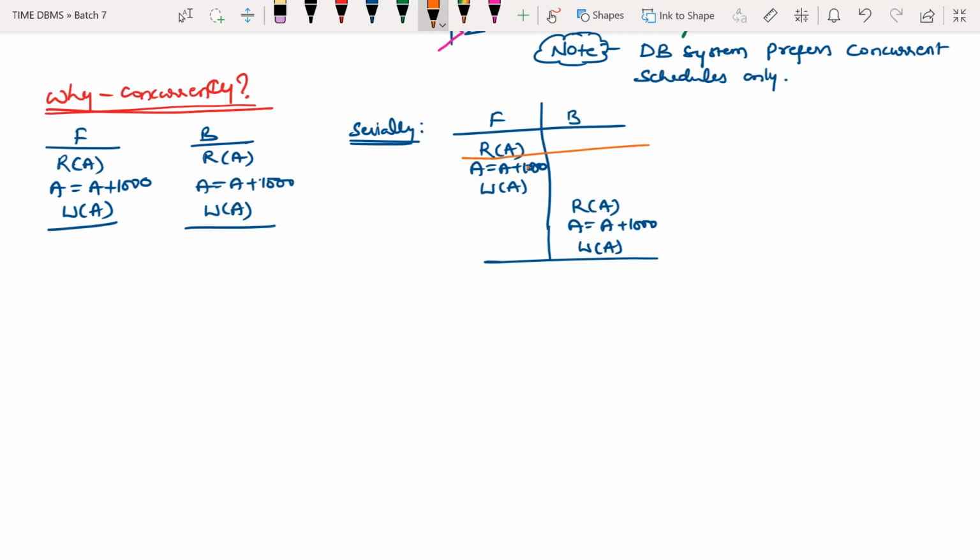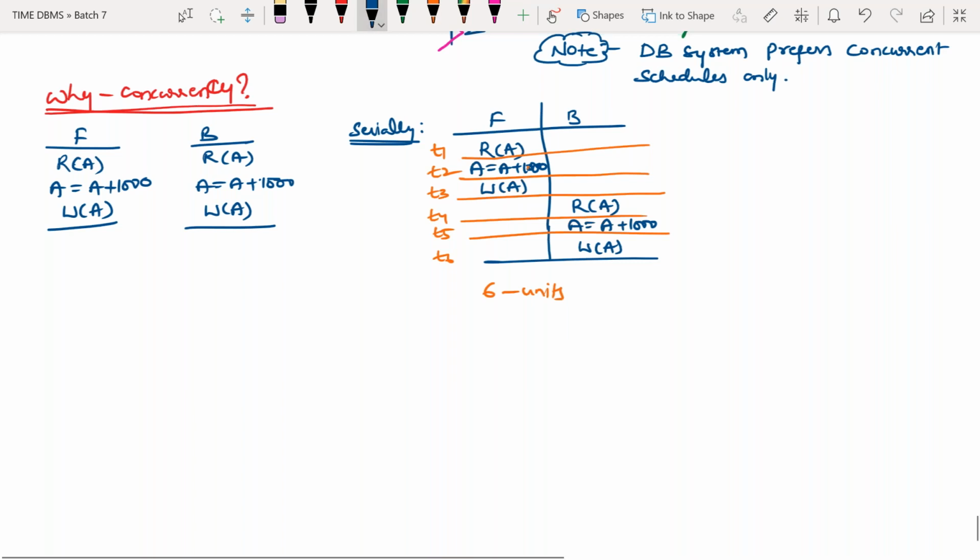At time T1, like 1 unit, this is done. In the next unit, time T2, this is done. In the next unit, time T3, this is done. At time T4, it is done. At time unit T5, it is done. And last, it is time 6. So how many units of time is it taking? 6 units of time to finish both F and B transactions.